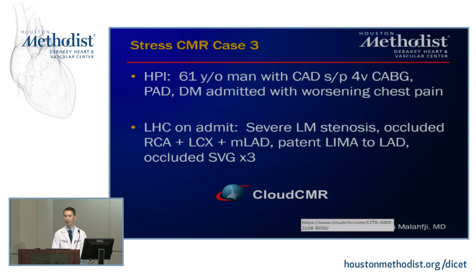Here's another case: a 61-year-old male with 4-vessel CABG, PAD, and diabetes, who comes in with worsening chest pain. Left heart cath showed severe left main stenosis, an occluded RCA, left circ, and LAD. The LIMA was patent, and the SVGs were occluded.